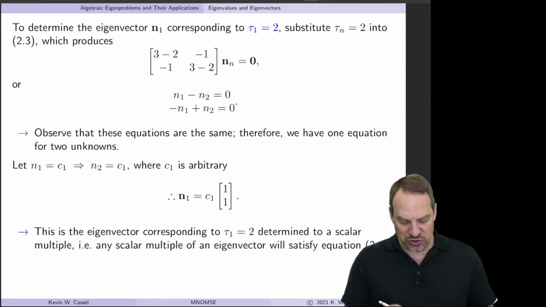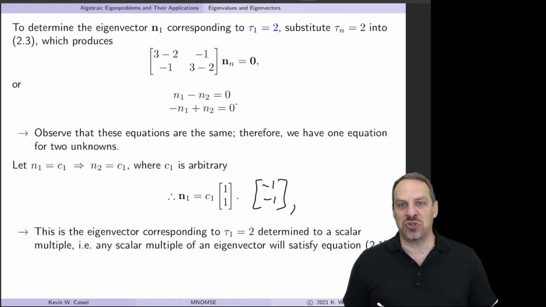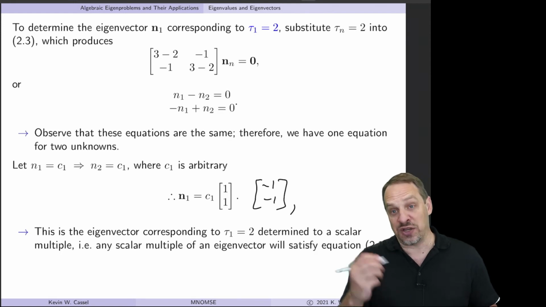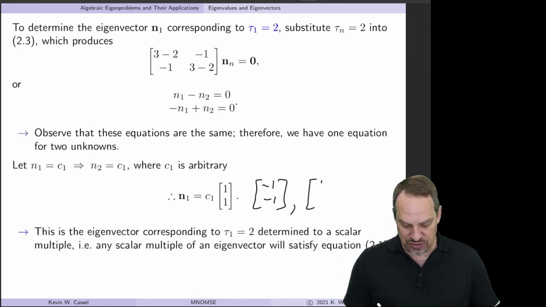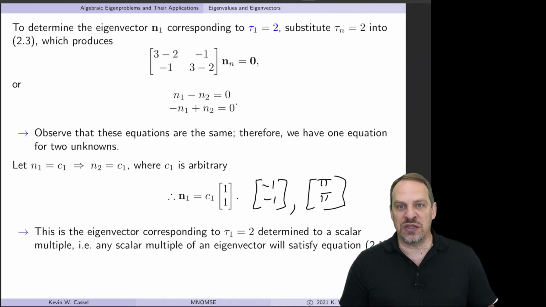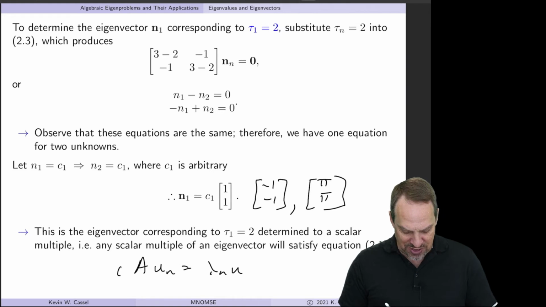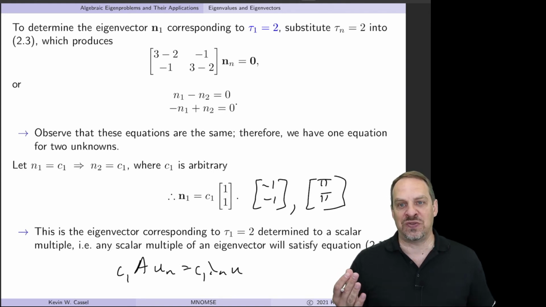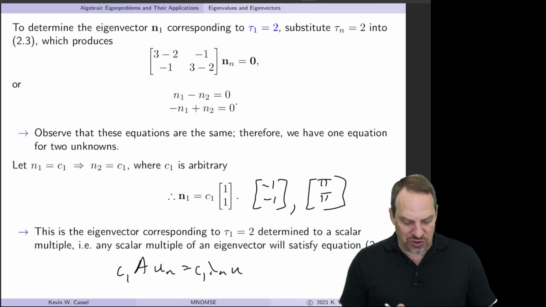So I could multiply this vector 1, 1 by minus 1, and I could say, okay, let me call the eigenvector minus 1, minus 1. I could multiply it by 2 and make it 2, 2, or minus 2, minus 2. Or I could make it pi, pi. The key is all of those are valid eigenvectors because in the original eigenproblem A u_n equals lambda_n u_n, I can multiply both sides by any constant c1, and it still satisfies the equation. So normally we won't even write down the c1.